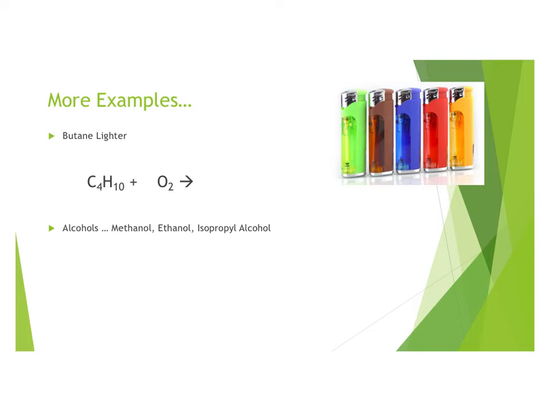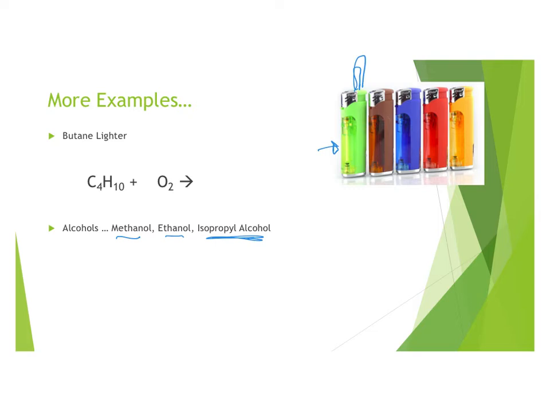Another common example of a combustion reaction is lighters. Lighters contain a chemical that we call butane. Butane is C4H10. When we combine that with oxygen and a little bit of spark, we get the flame that comes out of the top of a lighter. This kind of combustion happens with any kind of alcohol, like methanol, ethanol, isopropyl alcohol. Any of those can combust in the same way. So let's do the butane reaction.